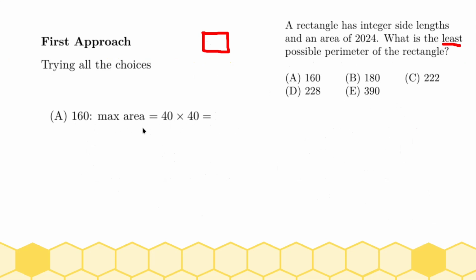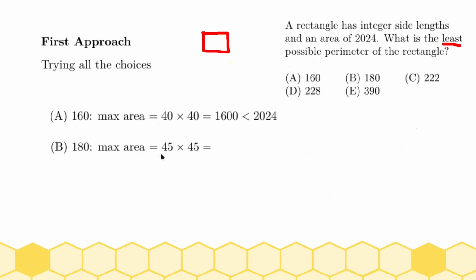And now remember that when the two numbers are equal, that is when the area is the largest. So here, if we have a perimeter of 160 only, then 1600 would be the largest area we can get, and that is much less than 2024. So it's impossible to get an area of 2024 given 160 perimeter. So now let's try B, which is 180.